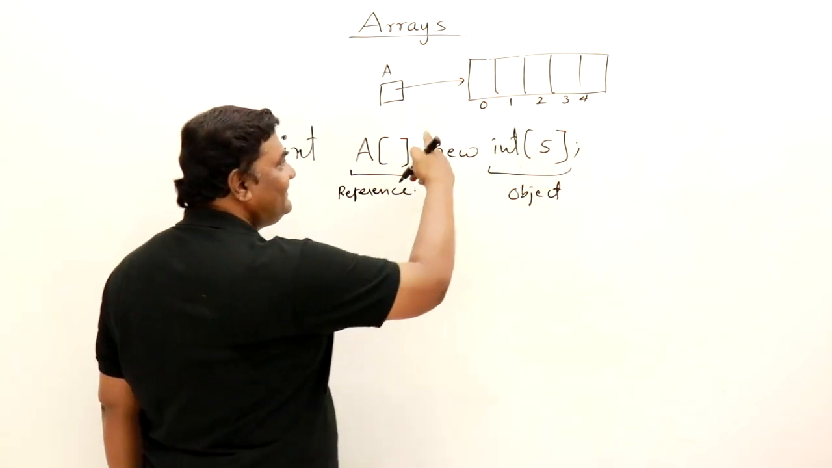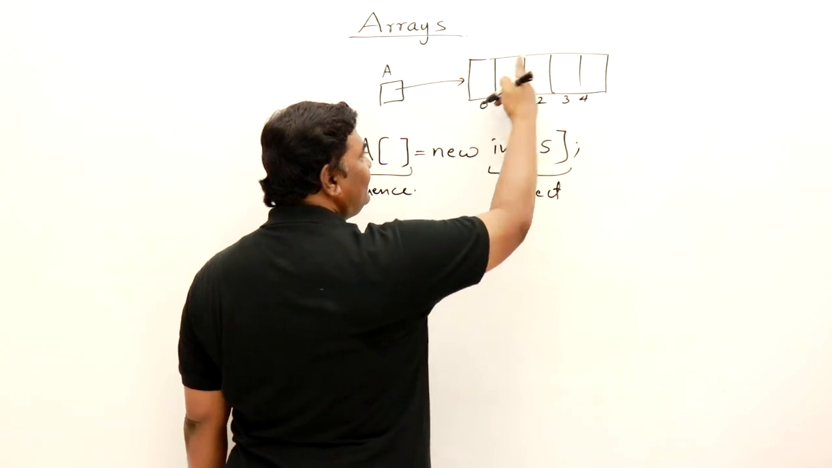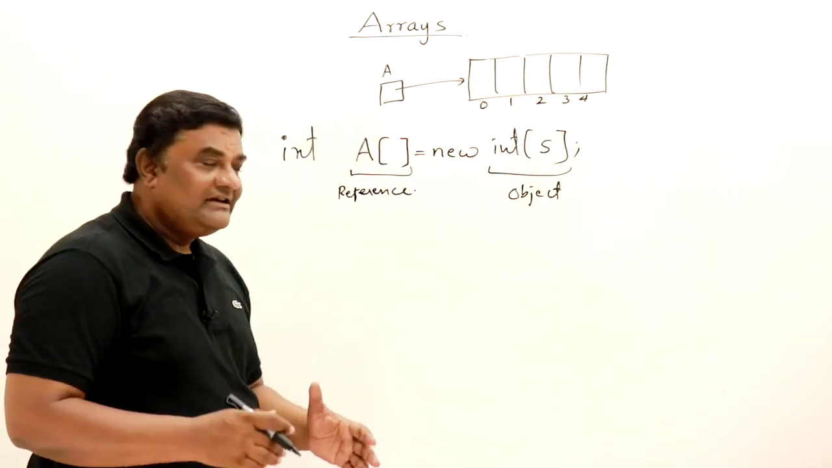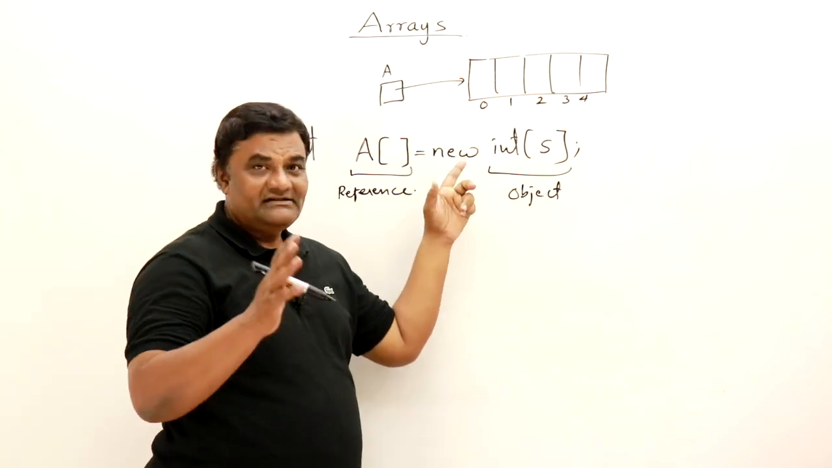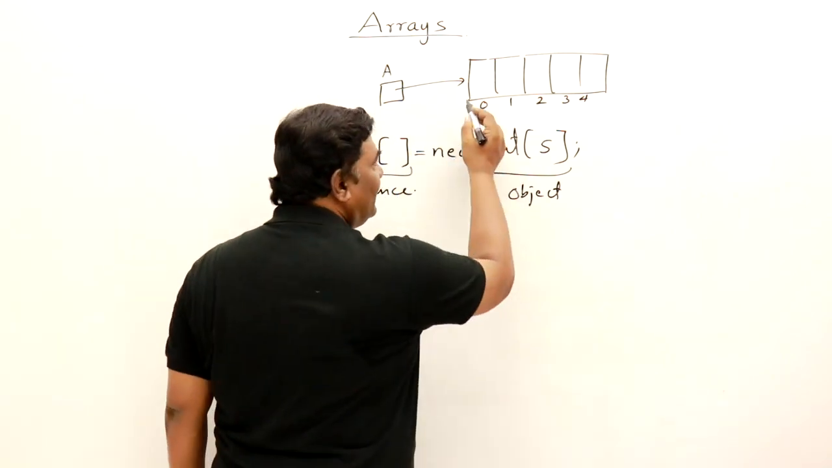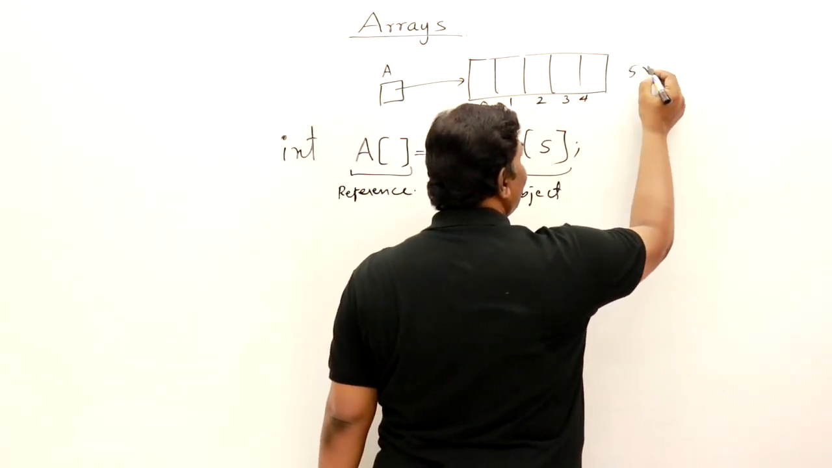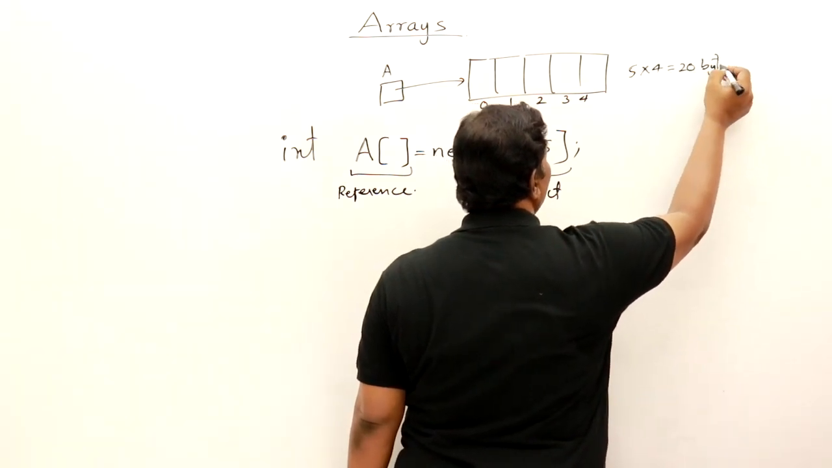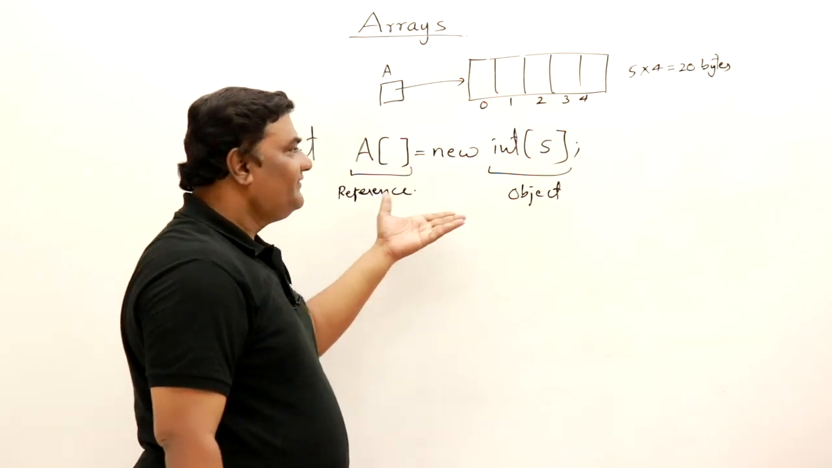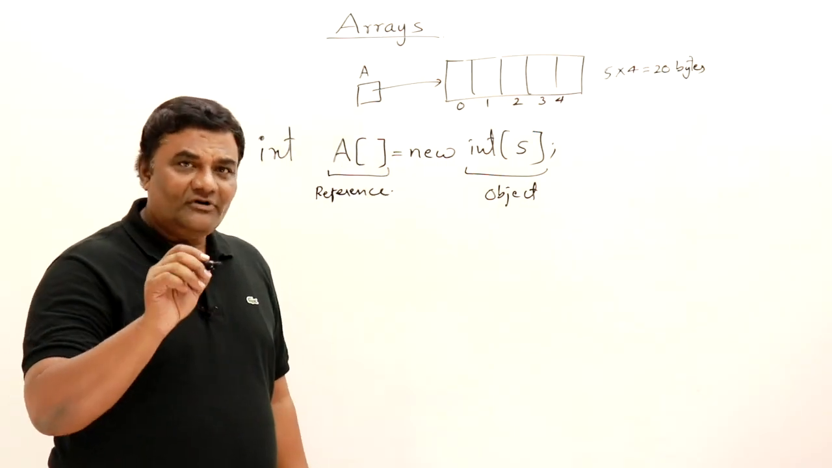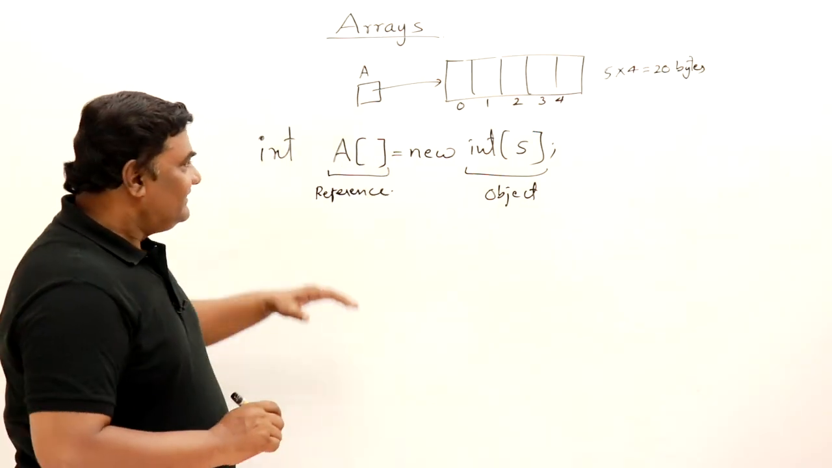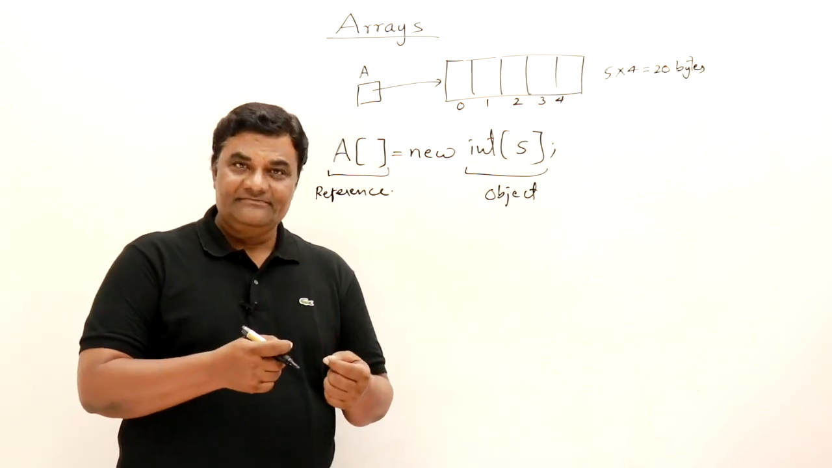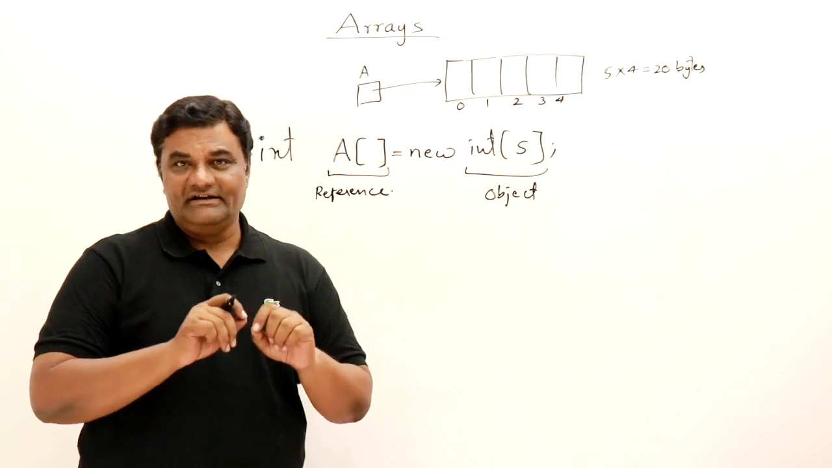Now I can access all these locations by using their index, and all these locations are side by side, that is contiguous inside the memory, and all these are integers. So as an integer takes 4 bytes, the total amount of memory is 5 integers times the size of integer, 4, so total 20 bytes of memory it consumes. This is how we can create an array. Now one more important thing about arrays. See, an array has a property or a field, that is the length of an array.